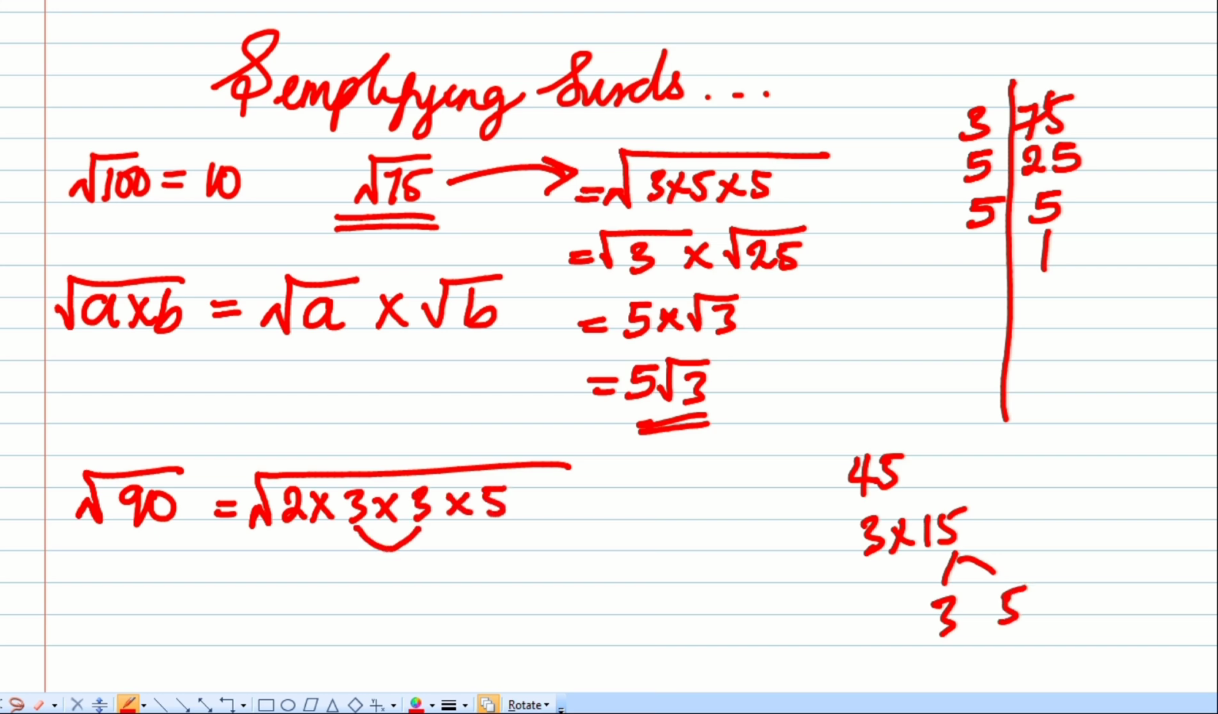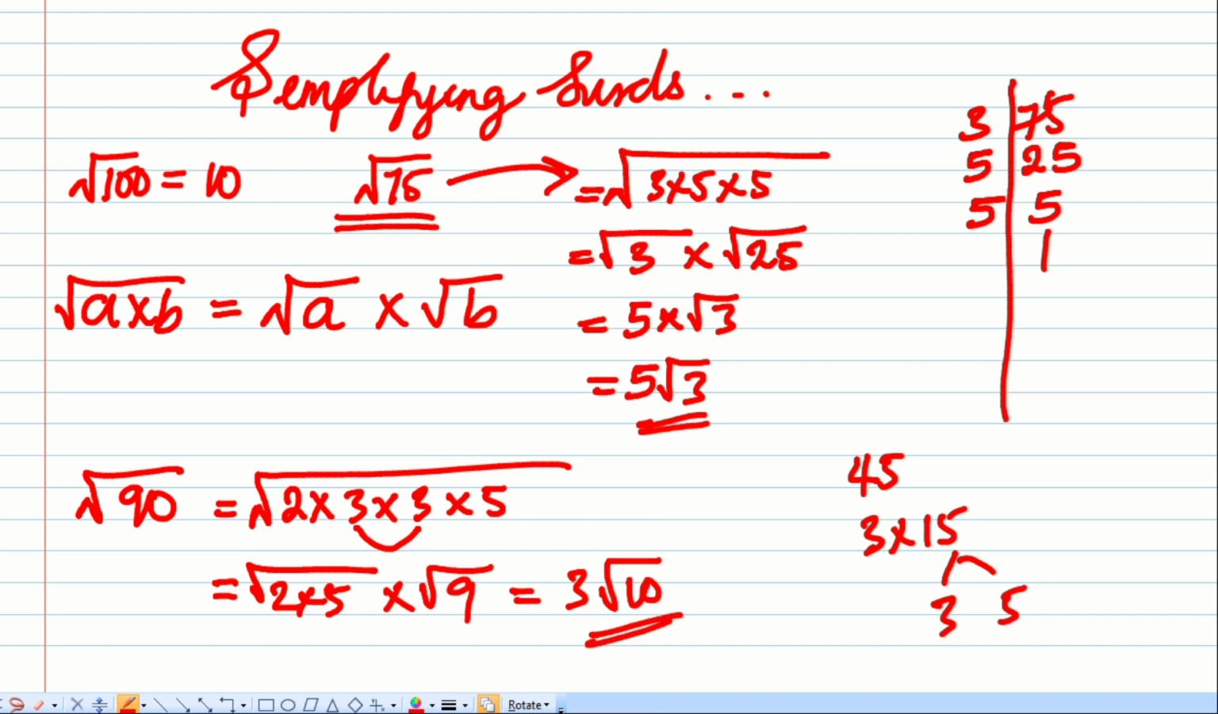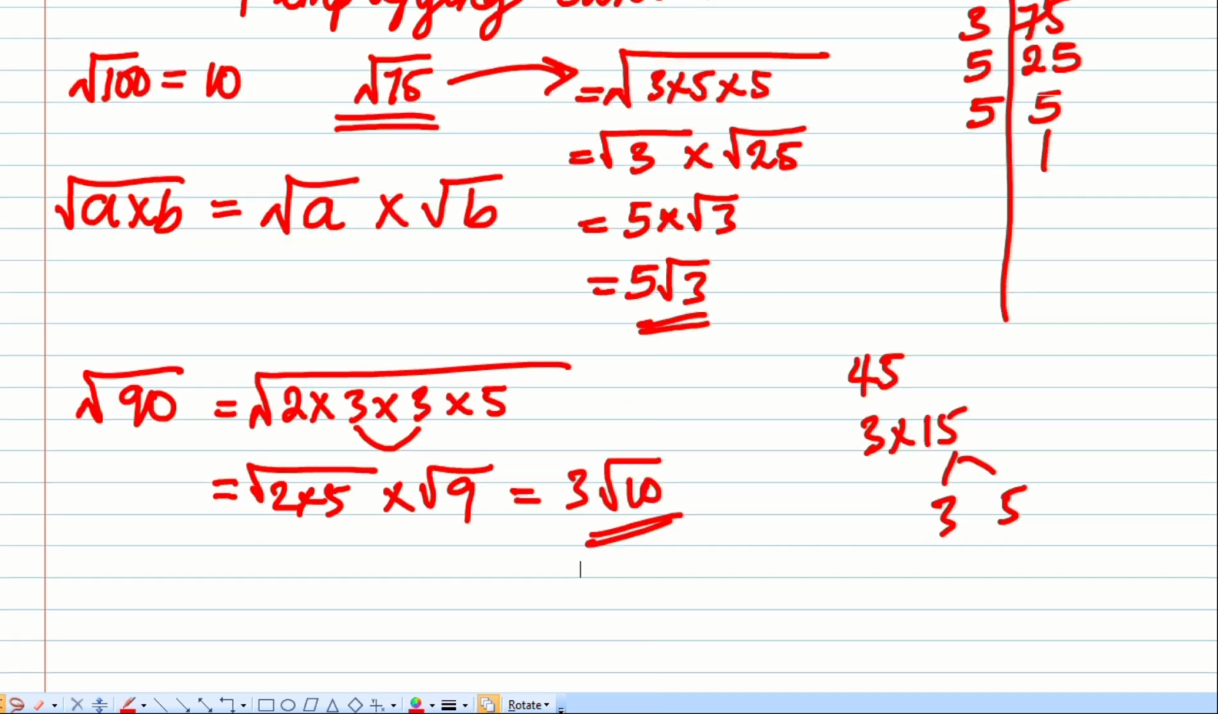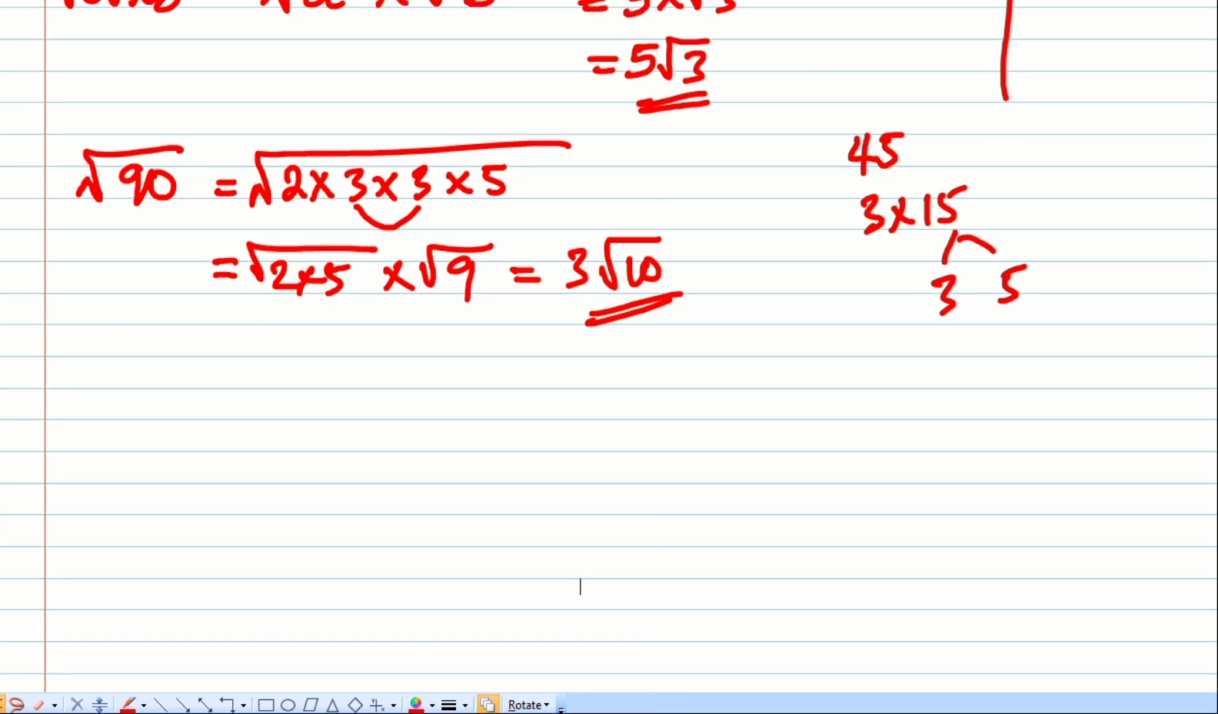So you see that the perfect square here is 3 and 3. So I'm going to separate it. This is the same thing as the square root of 2 times 5 times the square root of 9. The square root of 9 is 3. 2 times 5 is 10. So our answer is 3 root 10. So this is just the way to simplify a surd.